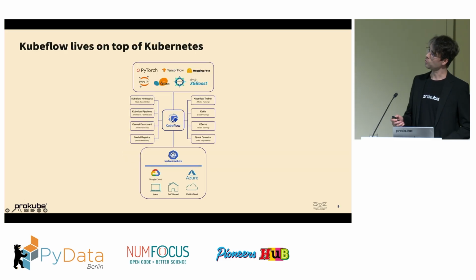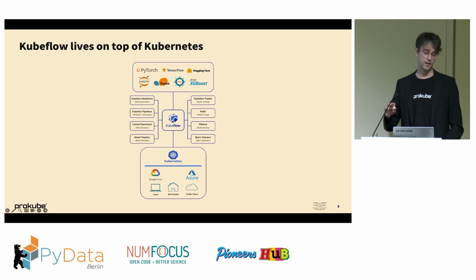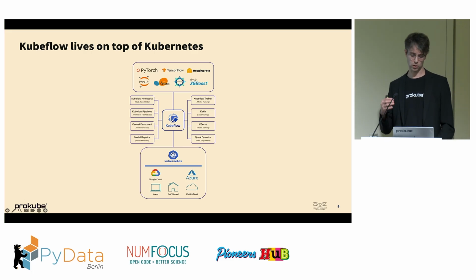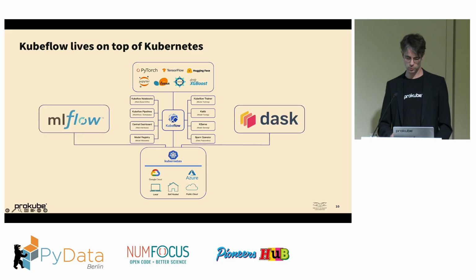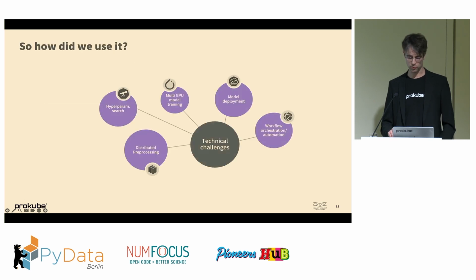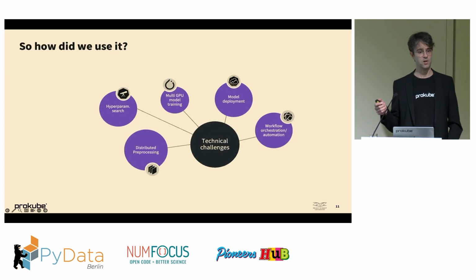We use Kubeflow, which lives on top of Kubernetes, as the main center for tying all of that together. But Kubeflow alone wasn't really enough for this use case, so we also use MLflow for registering and tracking our models and experiments, and also Dask for really big preprocessing tasks. And I guess you guessed it already on the slide before, for all of those challenges, we are now going to talk about how we solved them and which tool we used for that.